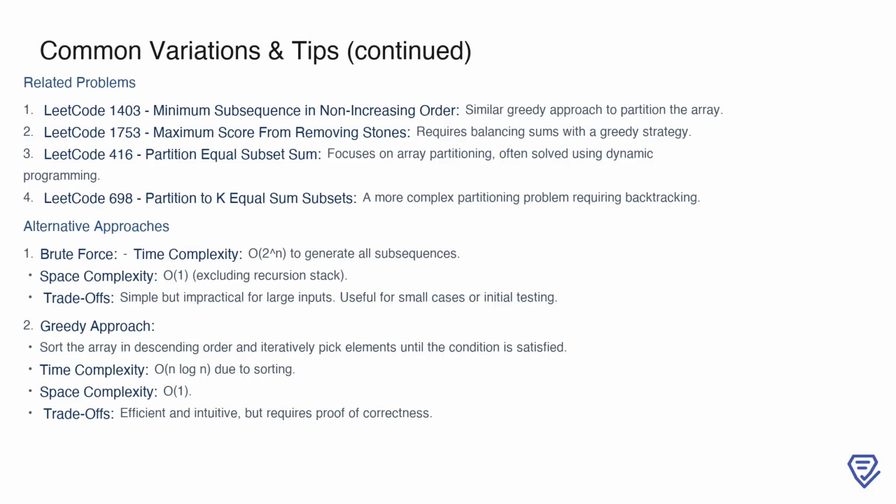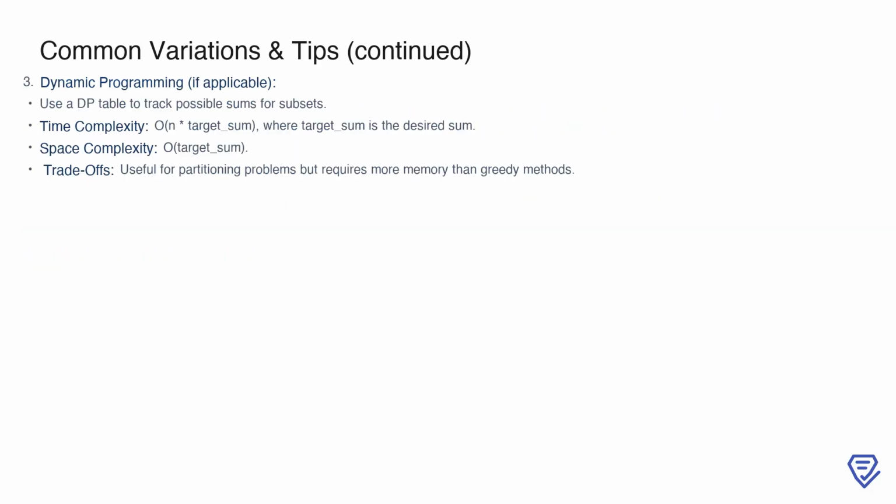By sorting the array in descending order and iteratively selecting elements until the condition is met, you achieve an O(n log n) time complexity, which is much more scalable. This method is intuitive, but remember that its correctness must be proven to ensure it always leads to the optimal solution. For more complex variations of this problem, dynamic programming could be a viable approach.